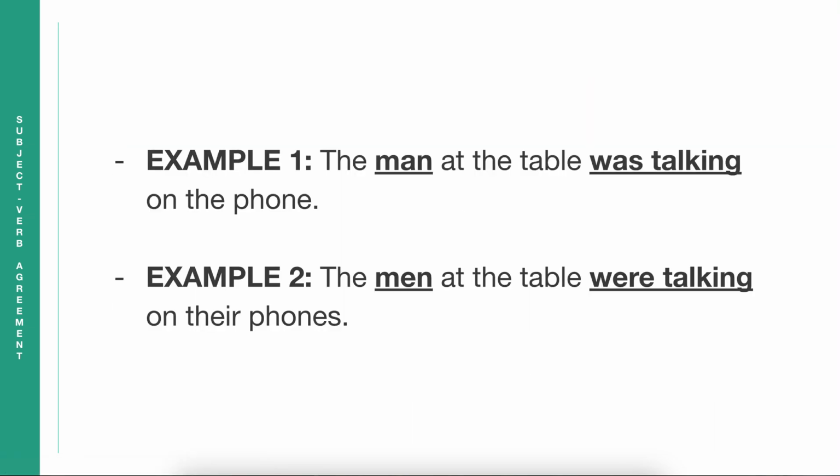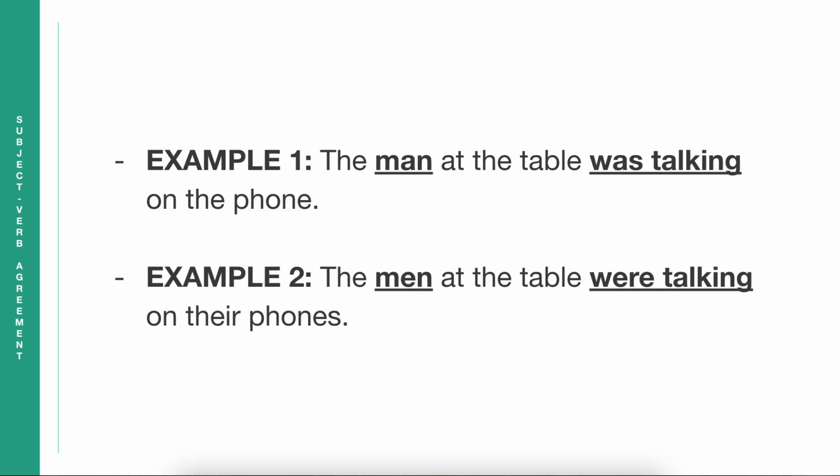Now, here's why that matters a lot. I have two sentences, and we're going to read both of them, and then we're going to talk about how they relate to this idea of subject-verb agreement. Example 1: the man at the table was talking on the phone. Example 2: the men at the table were talking on their phones. Now, as you can see, the difference here is example 1 has a singular subject, man. There's just one. Example 2 has a plural subject, men.